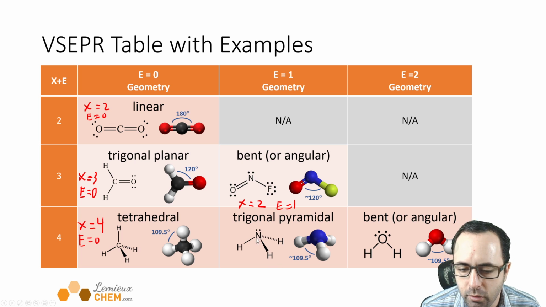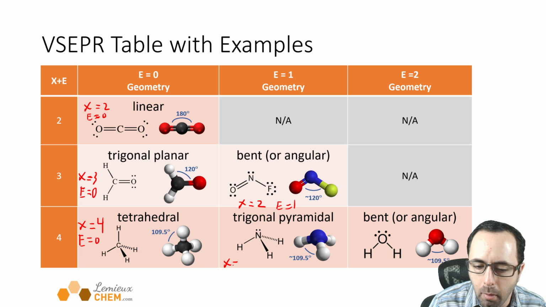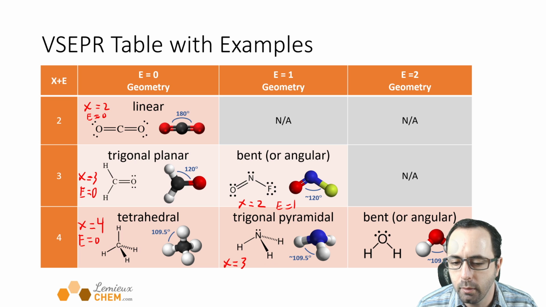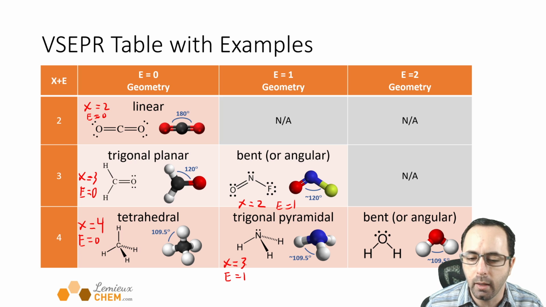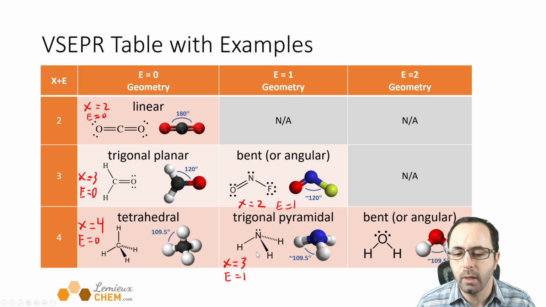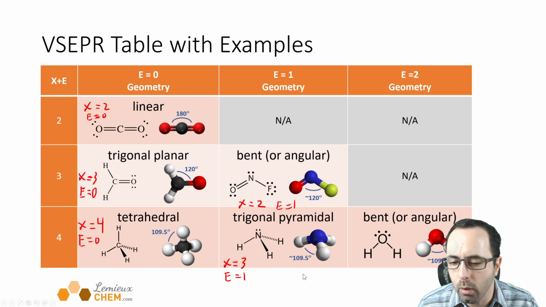So here's the Lewis structure for NH3. In NH3, X, the number of atoms bonded to nitrogen, is 3. There are 3 hydrogens bonded to nitrogen. And E, the number of lone pairs, is 1. There's 1 lone pair on the nitrogen. And so X plus E is 4 and E is 1. So when X plus E is 4 and E is 1, you get the shape trigonal pyramidal. And the bond angles are still about 109.5, but notice it's like a tetrahedron, but the top isn't there because the top is a lone pair instead.